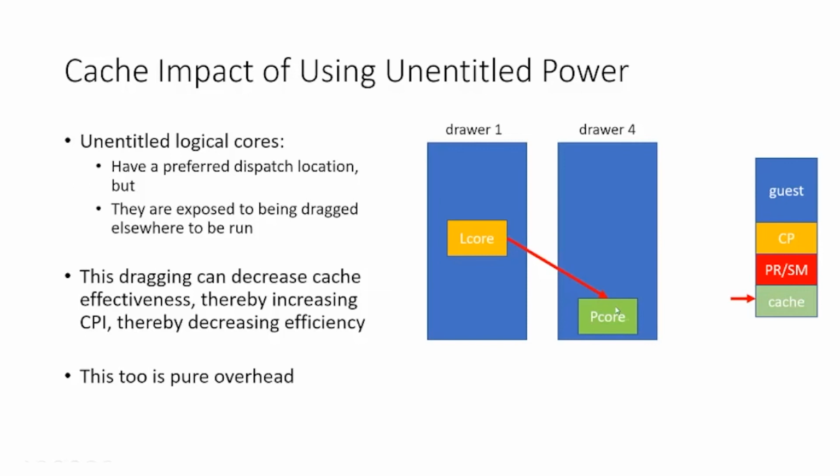When that logical core runs in a place that's not its home, there are cache effects. That logical core does not experience particularly good CPI because the cache over in drawer 4 is not hot for that LPAR. And similarly, when that logical core runs over in that far drawer, it corrupts the cache of the partitions that are actually homed there. So we don't want that to happen. What ends up happening is that we increase CPI for both the partitions that are homed over here in drawer 4, and we increase CPI for the logical core that got dragged over there. And that increased CPI, increased cycles per instruction completion, is just overhead that we could avoid if we could avoid using vertical lows.